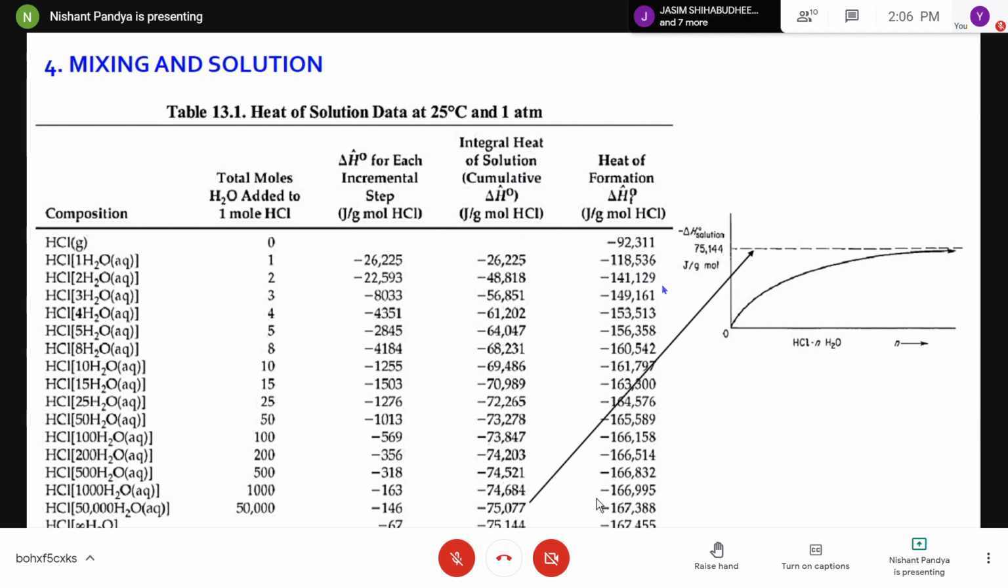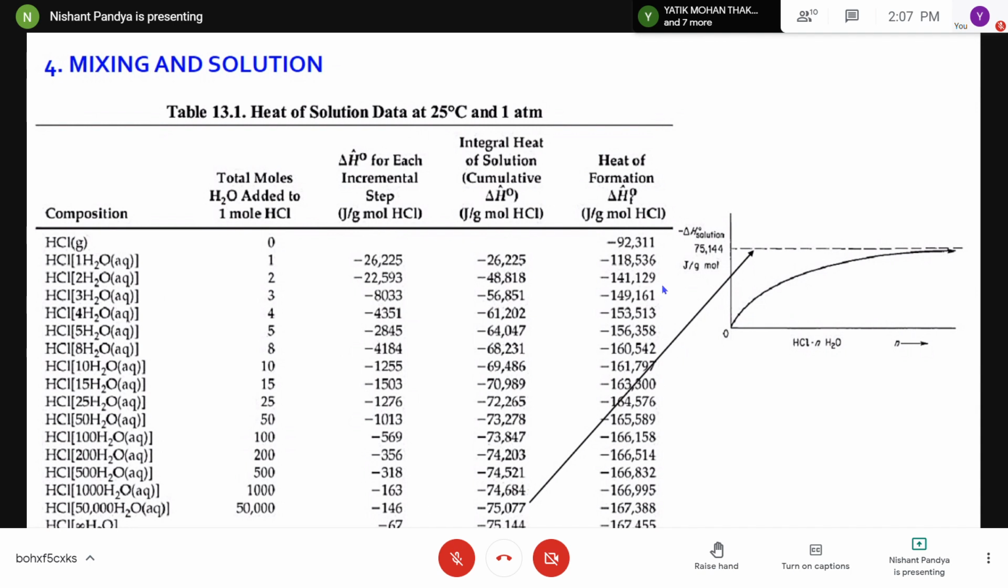So at one point, this last point they are showing here, the dotted line, is the integral enthalpy of solution for a very dilute solution. So this remains approximately one value, they have fixed it, and they have defined that last value as infinite dilute solution. I think you have heard this in thermodynamics somewhere. So you have infinite dilute solution.